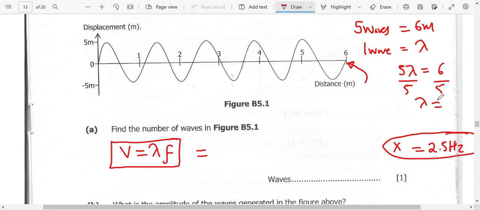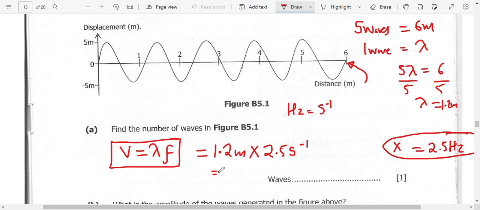And that would be 1.2 meters. That's the wavelength. So now we come to this formula. Wavelength is 1.2 meters, multiplied by frequency. Frequency is 2.5 hertz. Now hertz is the same as second to the power negative 1. So if you see someone writes 2.5 second to the power negative 1, it's the same as hertz.